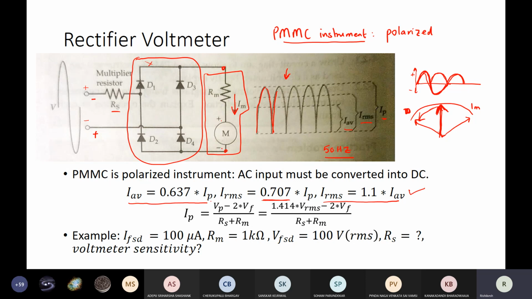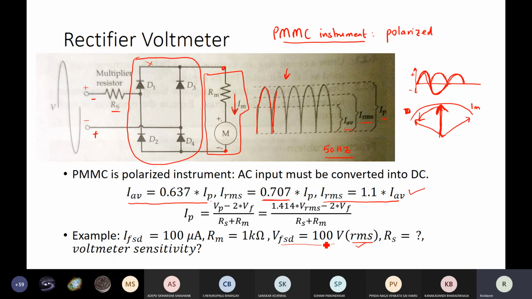Now again, AC quantities are also usually expressed in terms of RMS. So please remember, whenever you are told that you have to measure a voltage of 100 volts, if it is not specified whether it is peak, RMS or average, you have to take it as the RMS value. That's why I put it in brackets. So if in the exam you are asked to design a voltmeter for the range 0 to 100 volts, please take this 100 volts as an RMS value.